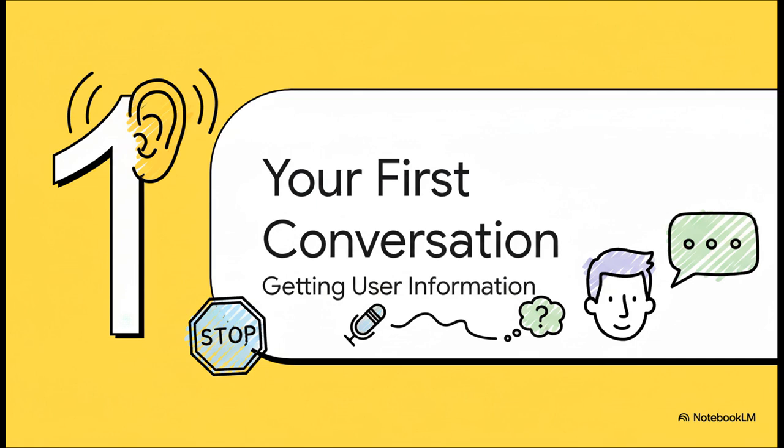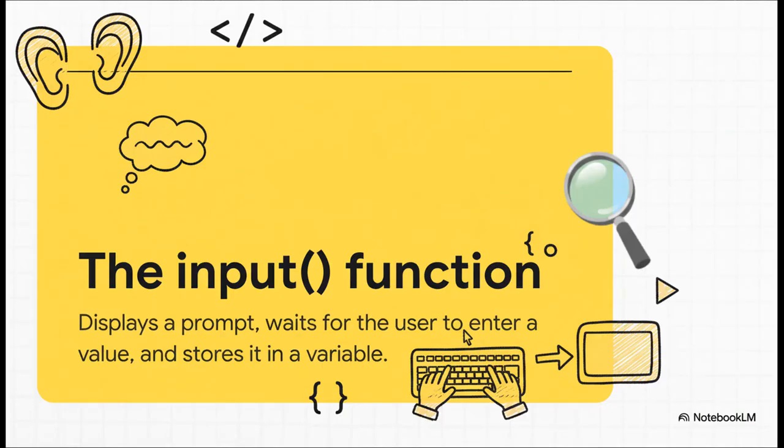Okay, so first things first. Before our program can do anything cool, we have to teach it how to listen. We need a way to literally pause everything and just get some information straight from the person sitting at the keyboard. And for that, our go-to tool is the input function. Think of this function as the program's ears.